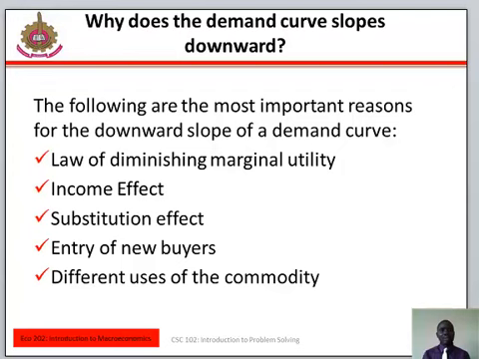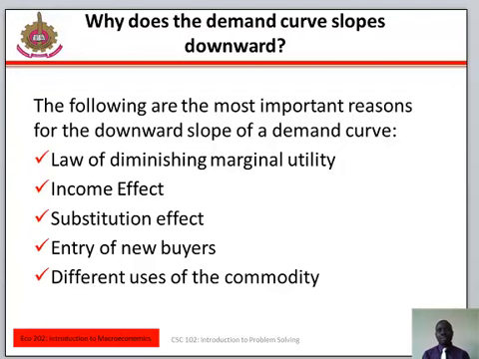Why does the demand curve slope downward? The following are the most important reasons for the downward slope of a demand curve. 1. Law of diminishing marginal utility. 2. Income effect. 3. Substitution effect. 4. Entry of new buyers. And last one, which is number 5, is different uses of the commodity. Let's take them one after the other.